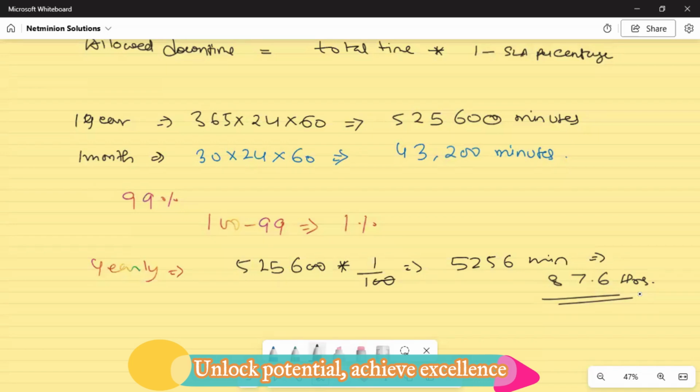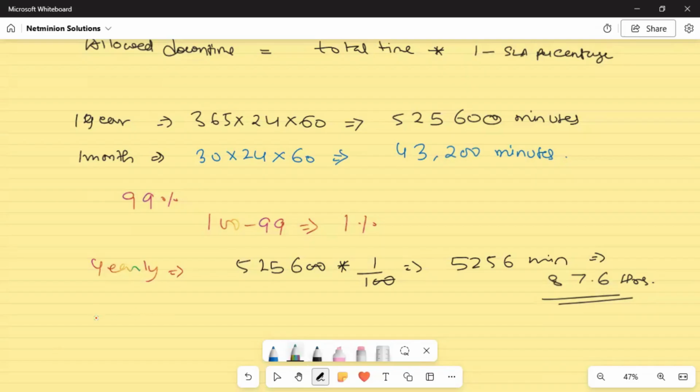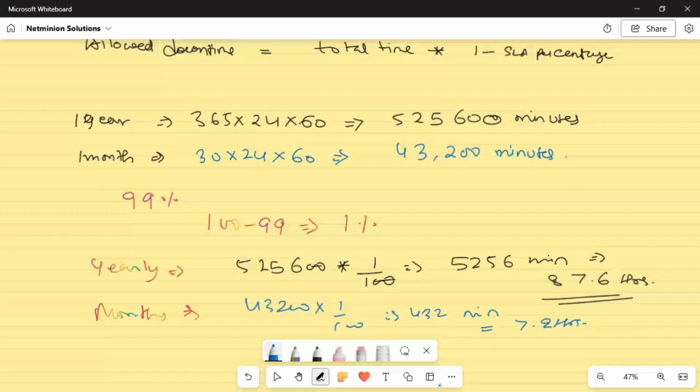Are you understanding the calculation? If I talk about monthly, how much downtime can be there? For monthly, the total time is 43,200, multiplied by 1 by 100. It is 432 minutes, which is 7.2 hours. Are you getting my point?